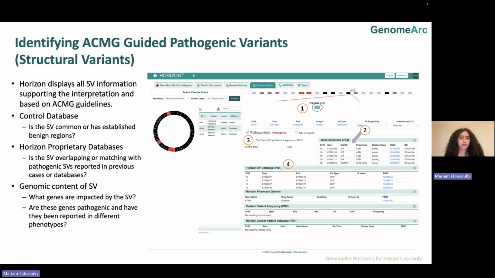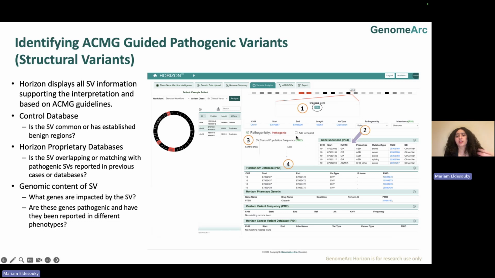So then when we talk about proprietary databases that are included in Horizon, we've talked about the control database. So then we move on to the proprietary databases. Is the structural variant overlapping or matching with pathogenic SVs that have been reported in previous cases or databases? So that's a very important part to look at. Has this SV overlapped with other reported structural variants? And then the third thing is the genomic content of the structural variant. What genes are impacted by the SV, and are these genes pathogenic or have they been reported in different phenotypes?